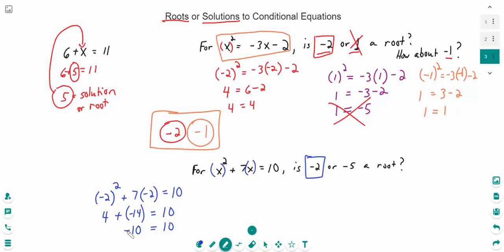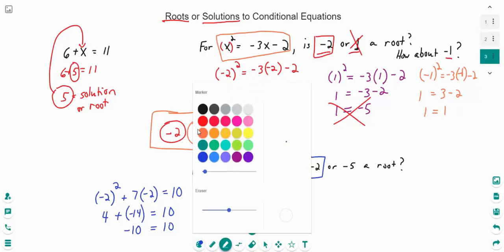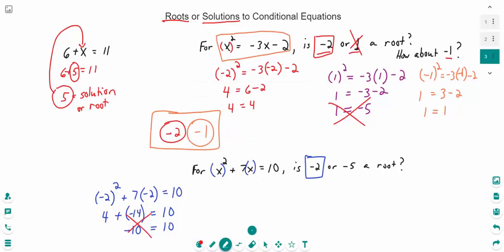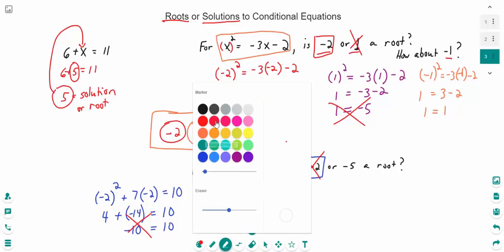All right? Is that true? Well, the answer is no. That's not true. Negative 10 does not equal 10. So negative 2 cannot be a root for this equation. All right. Let's try the next number.